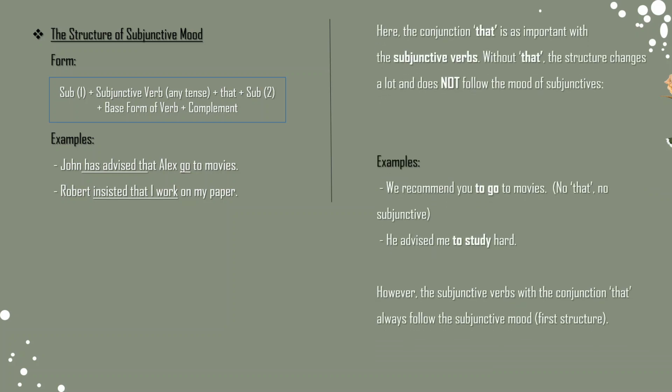Here, the conjunction that is as important with the subjunctive verbs. Without that, the structure changes a lot and does not follow the subjunctive mood. And this is the new formula: subject plus verb plus object plus infinitive plus complement. For example, we recommend you to go to movies. No that, no subjunctive. The second example, he advised me to study hard. However, the subjunctive verb with the conjunction that always follows the subjunctive mood, first structure.